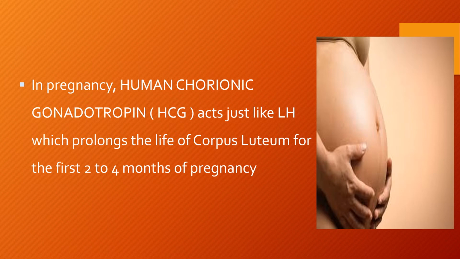If after ovulation there is a successful meeting of the sperm and the egg, that meeting is fertilization, and the fertilized egg will find its way to the uterine cavity, which has been prepared for implantation. In pregnancy, human chorionic gonadotropin, or hCG, acts like LH, which prolongs the life of your corpus luteum for about 2 to 4 months of pregnancy.